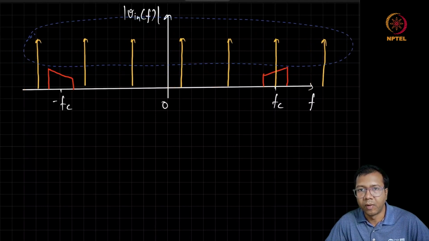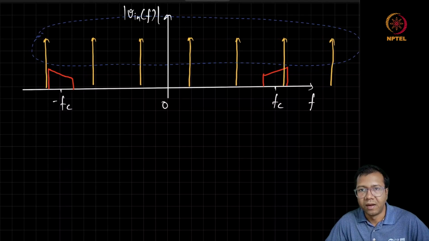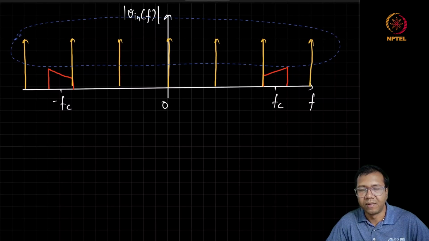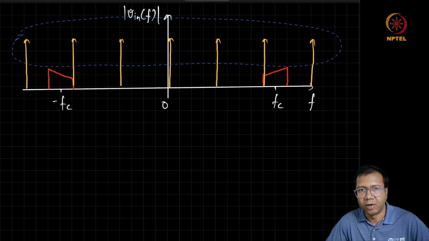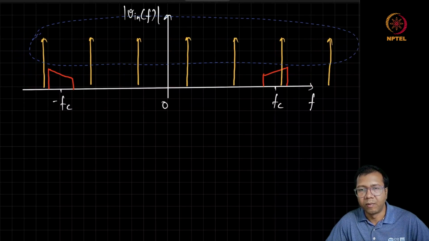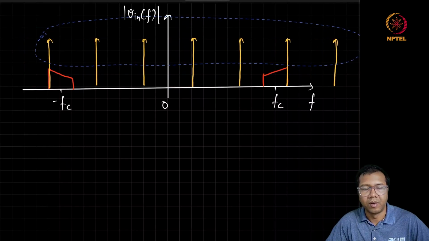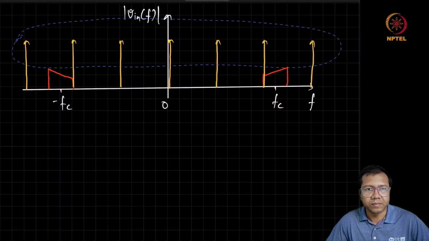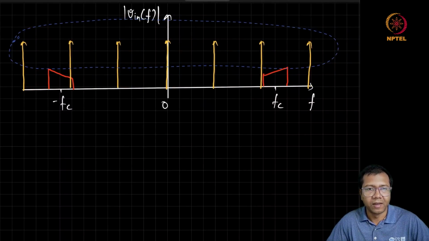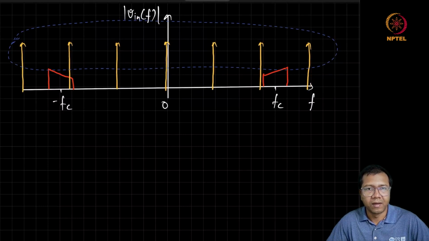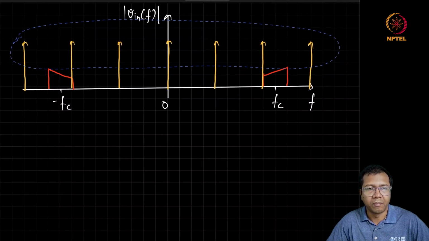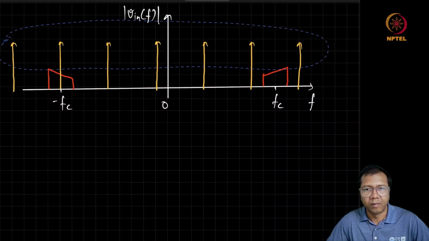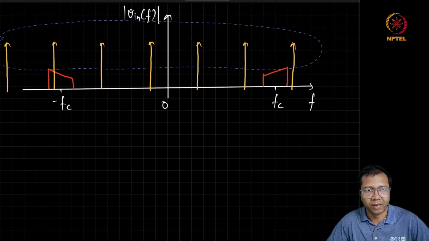As we move to the right side, we can see that the third impulse from here, which is at plus 2 Fs, is going to bring down the frequency of the input signal, which is around Fc. And similarly, when we move to the left side, the impulse which is at minus 2 Fs is going to bring down the frequency of the input signal, which is centered around minus Fc.